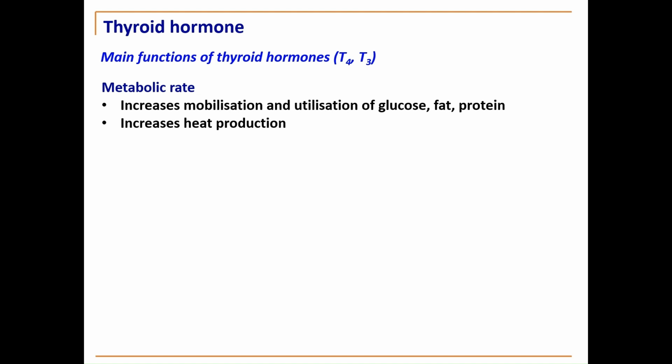So let's have a think about what the main functions of the thyroid hormones actually are. They influence the metabolic rate. So the thyroid hormones increase metabolic rate in many, many tissues. They increase fuel mobilization and utilization. So therefore, cells turn over carbohydrates, lipids, and proteins at a higher rate. And in doing that, they also increase heat production. And that helps to explain why hypothyroid patients might feel cold and hyperthyroid patients might feel hot.